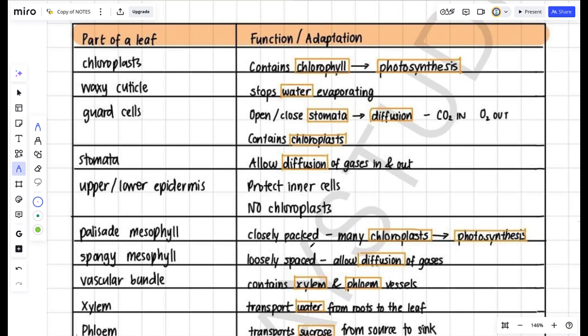It contains the xylem vessels and the phloem tube. Okay, you must know what each of them does. The xylem vessels carry water and mineral ions from the root hair cells and transport it to the leaf of the plant, while the phloem tube transports the manufactured glucose from the point of manufacture to the point of need.